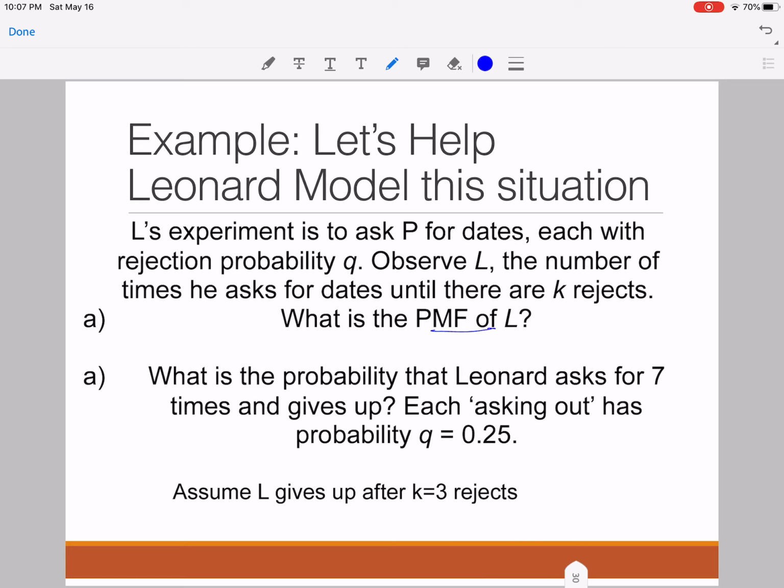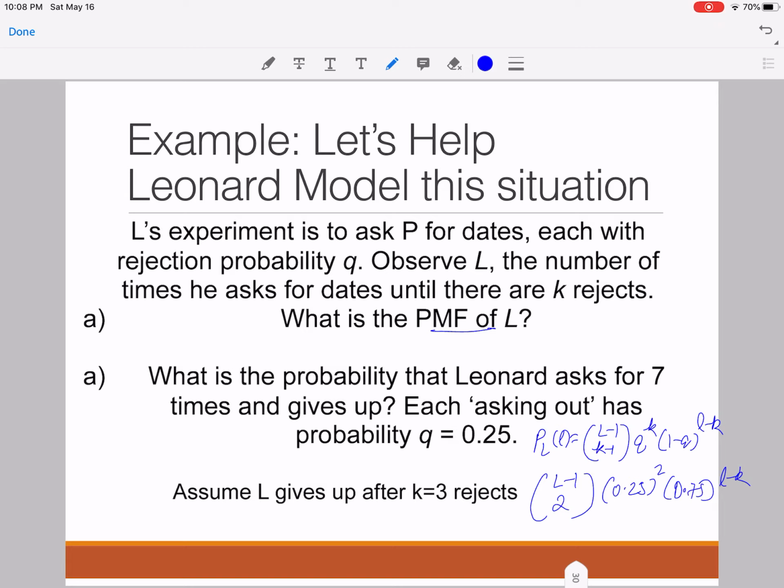Now, using this PMF, I can solve this probability problem. The PMF of L I found out as L minus 1 choose K minus 1, Q to the K times 1 minus Q to the L minus K, and Q is 0.25 here. That's the rejection probability. K is equal to 3. So when I plug in the values, I get L minus 1 choose 2 times 0.25 squared times 0.75 to the L minus K.